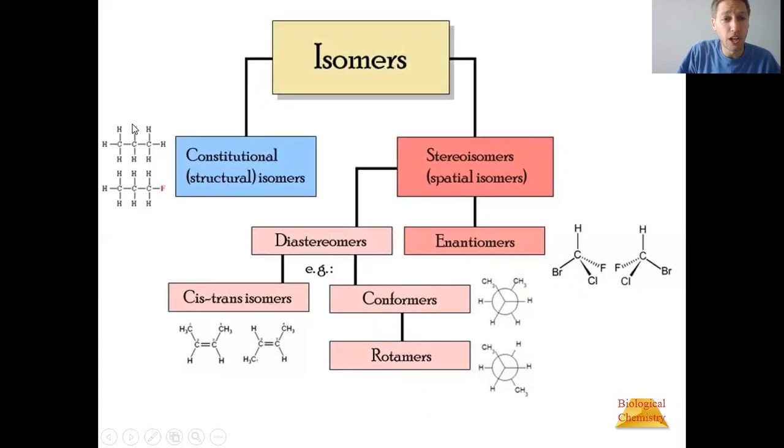There's a fluorine on the middle carbon, or the fluorine could be on the outside carbon. So this is 2-fluoropropane, this is 1-fluoropropane. Those are structural isomers where we just take one of the attachments and move it around. A spatial isomer is where we actually change the orientation in 3-dimensional space.